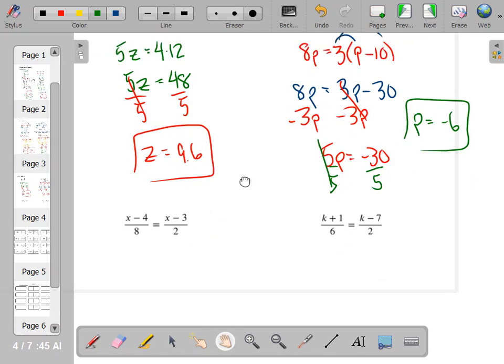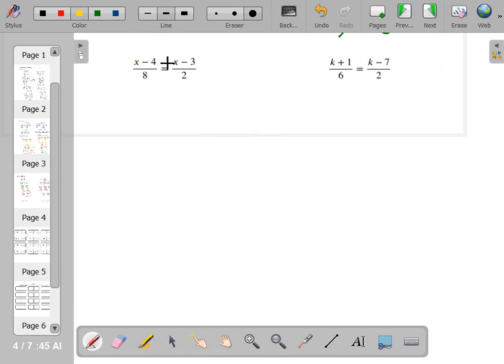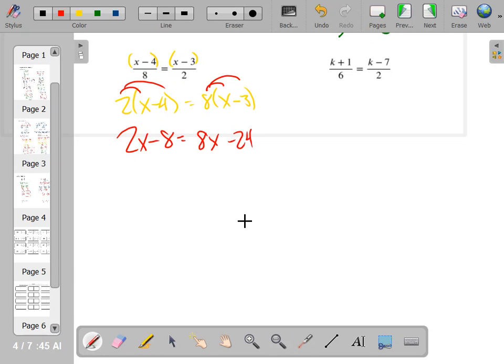Couple more, home stretch. These are a little tougher. You're going to have to distribute on both sides. So I'm going to have to multiply 2 times the quantity, x minus 4, and 8 times the quantity, x minus 3. If it helps you put parentheses there in the beginning, do that. Just a little reminder, you're going to have to distribute. 2x minus 8 equals 8x minus 24.